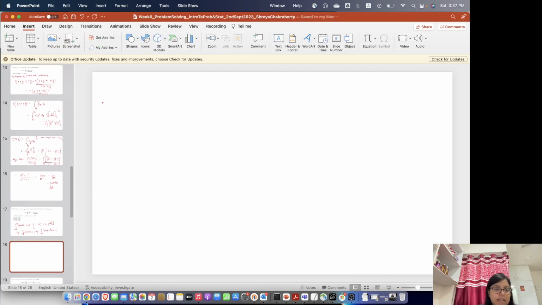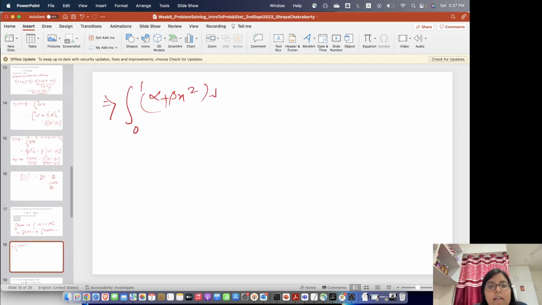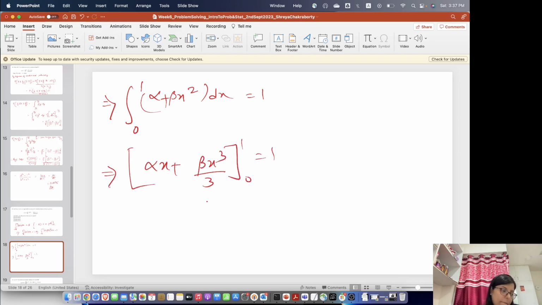So we can write this as integral 0 to 1 of alpha plus beta x square dx equal to 1. So we can write it as alpha x plus beta x cube by 3, from 0 to 1, equals 1. So this implies that alpha plus beta by 3 equals 1. Let this be our equation 1.